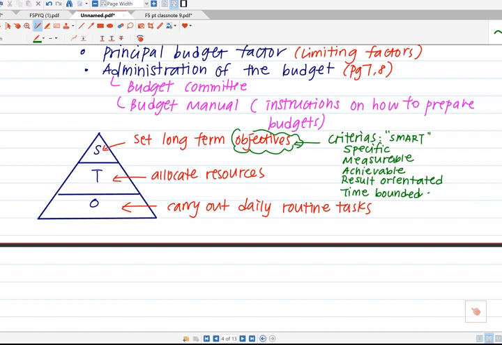If I say I want to pass my F5, is that objective? No. You must tell me, when do you want to pass? How long? And you must let me know how many marks you want to get, to be specific. Whether the marks that you actually set, would it be achievable? Realistic. Okay, so we have to fulfill several criteria.